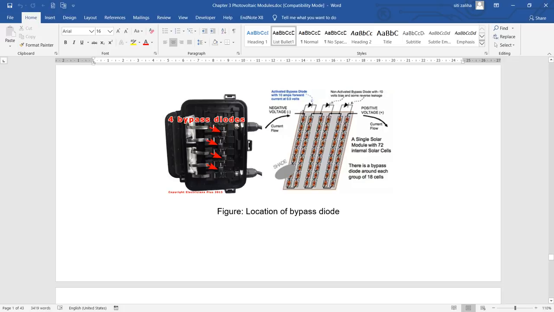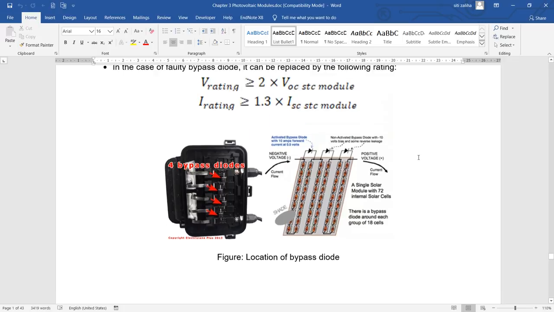So this is the negative polarity and here is the positive polarity. So the current will flow from negative to positive.